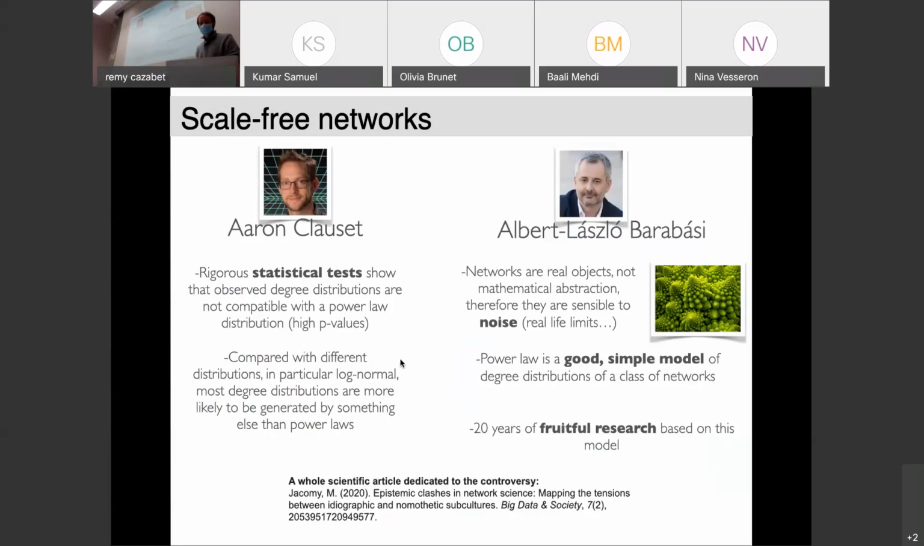To sum up the arguments, the argument of Clauset is that you have to make rigorous statistical tests to say if it's scale-free or not. So I give you a network, I give you a degree distribution. If you want to say it is scale-free, it is a power law, what you need to do is to compare it empirically with other proposed distributions and check to which distribution it is the most similar. So you compute p-values, you check if it's the most similar, and you can say yes, it's scale-free, or no, maybe it's not exactly scale-free.